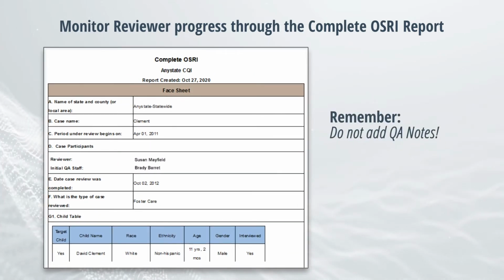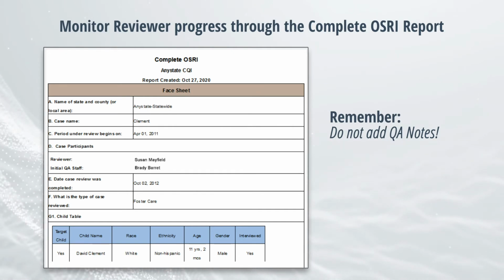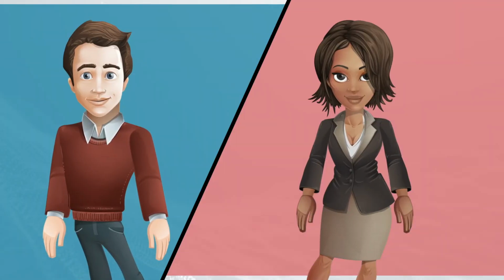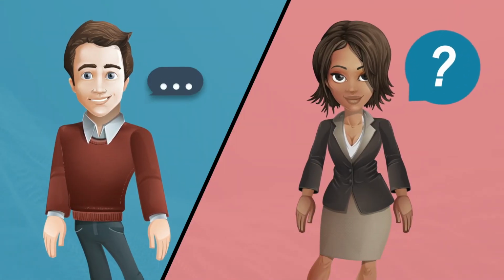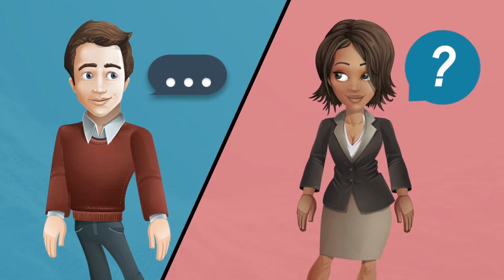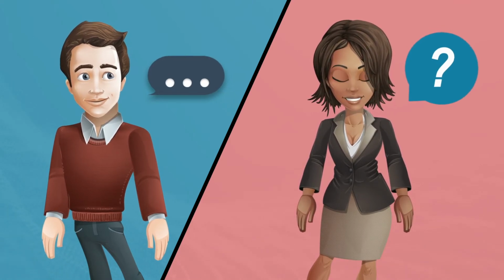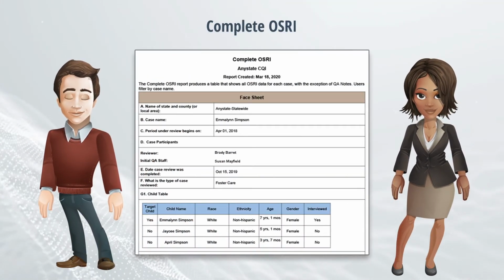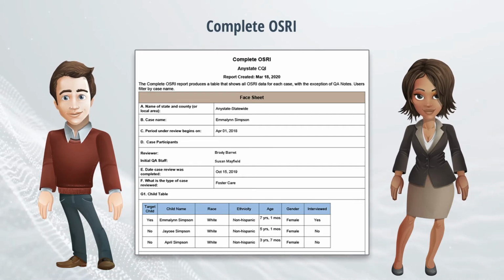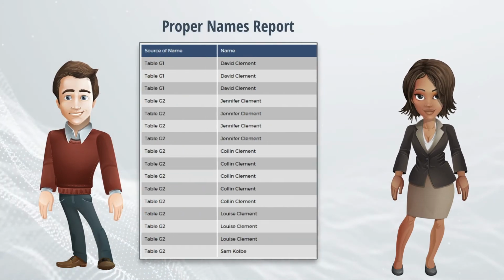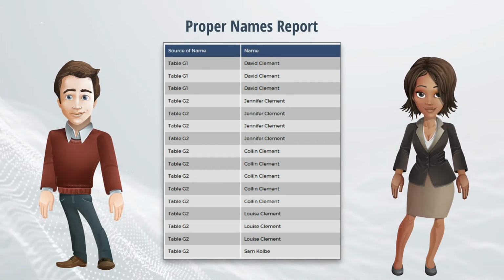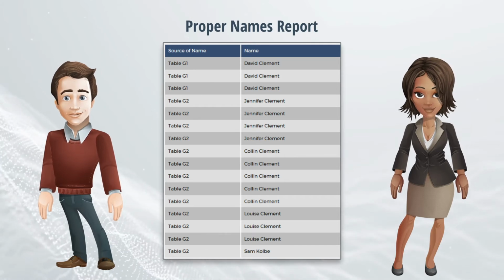Remember, though, that you shouldn't be adding QA notes at this stage. These can be a major distraction to reviewers while they're still working on completing their case ratings. If you have concerns about anything you observe during these remote check-ins, you might consider having a follow-up conversation with the reviewers. Once reviewers have fully completed their case review, a process that should involve not only completing the full OSRI, but also reviewing their answers and then running the proper names report, they will submit it to you for the formal review that takes place during QA's second stage.